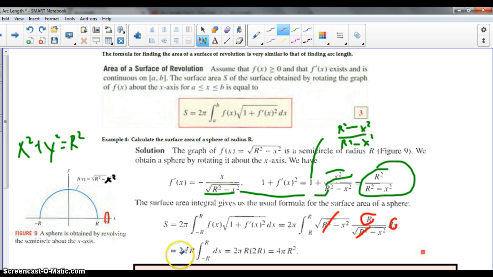You can even take out the r, stick it with the 2 pi, and integrate 1 with respect to x from negative r to r. That evaluates out to 2r. Then you have the 2 pi r out in front of it. That multiplies out to 4 pi r squared, which is the surface area formula for a sphere. So if you wrote this down in the beginning, you have the right answer. Congratulations.